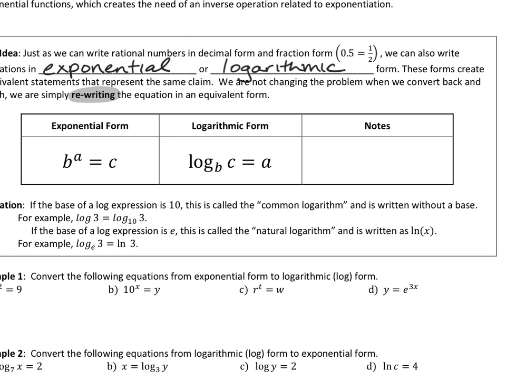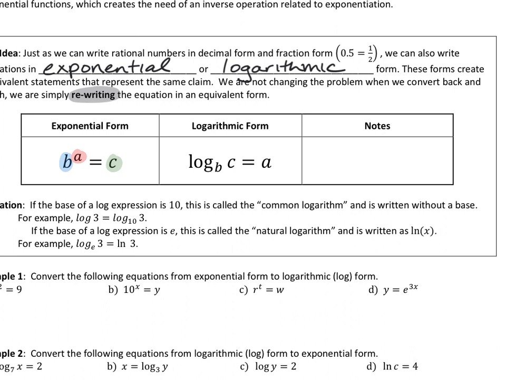So let's look at how to switch these from exponential to logarithmic form. If we notice, we have three letters in an exponential form. You have your b, your base. You have your exponent, most of the time that's x. And you have your equals to number, or what it evaluates to. We're going to take those same letters and rearrange them to write this exponential form in logarithmic form. Here's how you do it.